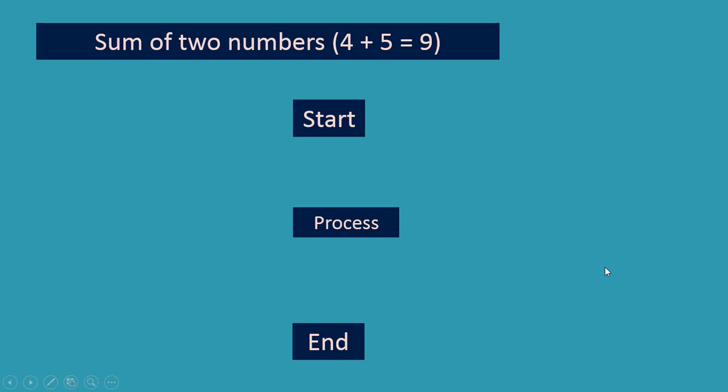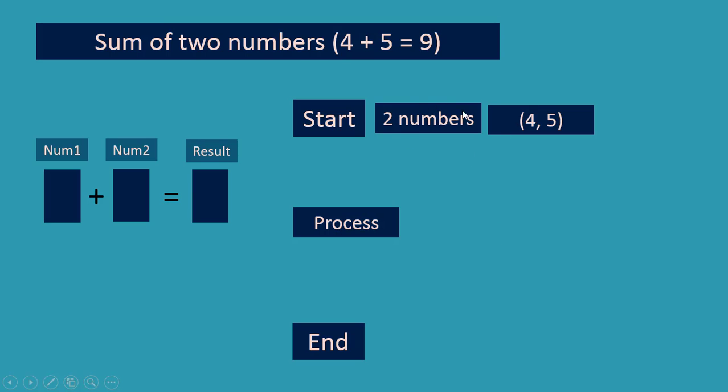In the last video I showed you how to use an algorithm. Remember that an algorithm has a beginning, a process, and an end? We start with two numbers, so the first thing we must do is to declare the variables. What is a variable? A variable is a space in memory.